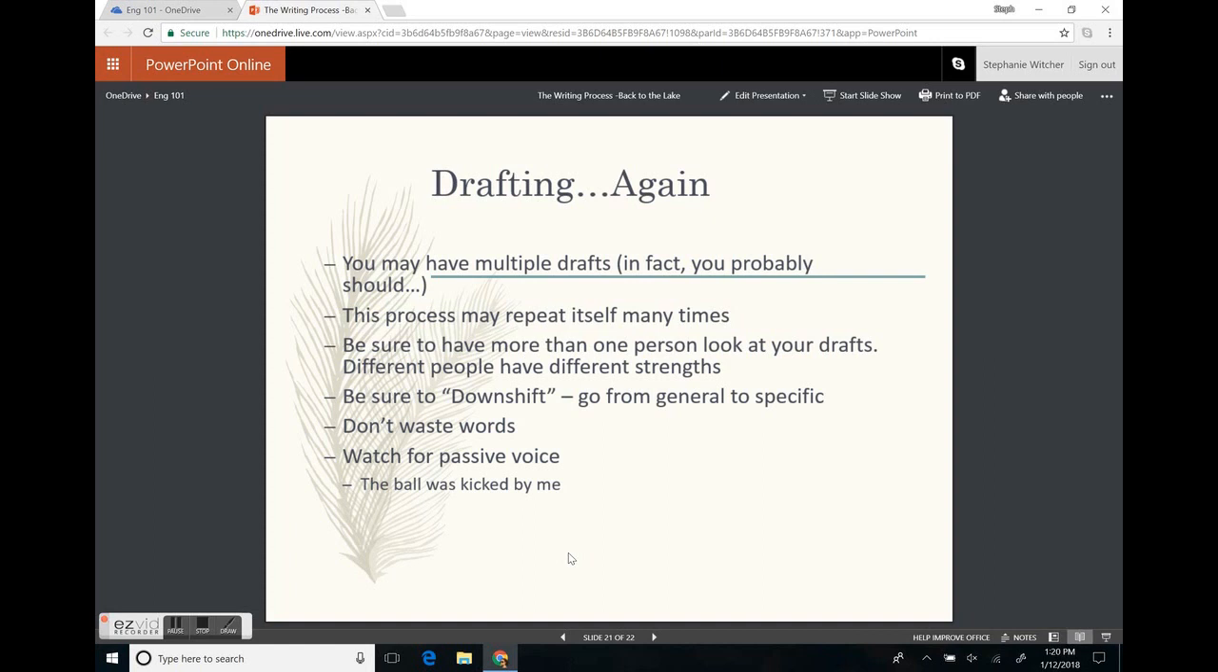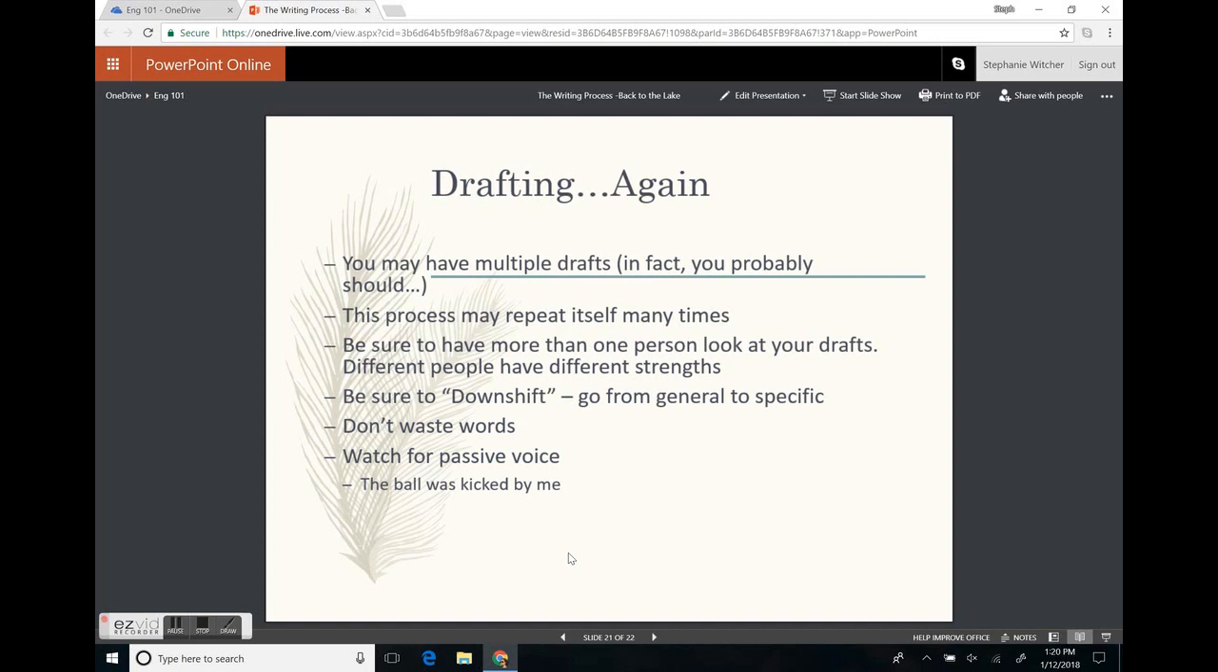Okay, here are some things I want you to understand about the drafting and editing proofreading part. You should have multiple drafts. In fact, the longer the paper, the more drafts you should have. For these basic papers we're going to start with, you may have two or three drafts. That's fine. By the time we get to the long paper, you should have many, many drafts. So the process repeats itself. It's not just linear, where I do this, and then this, and this. No, it's a circular process.